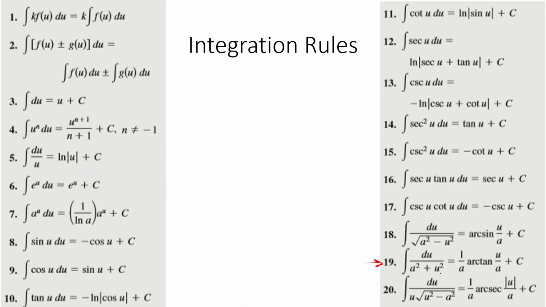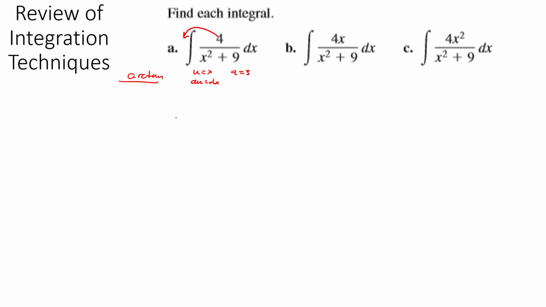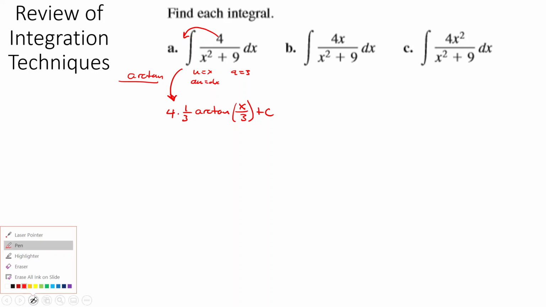So we get a squared plus u squared, and we have 1 over a, arctan of u over a plus c. So we've got the 4 out front times 1 over a, so 1 over 3 times the arctan of u, which in this case is just x, over a, which is 3, plus c. There is our answer for that guy. If we want to write this as 4/3 in front, that's fine. We can do that. So that's the first one.